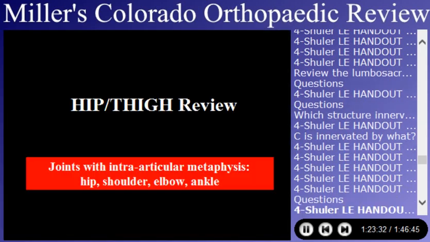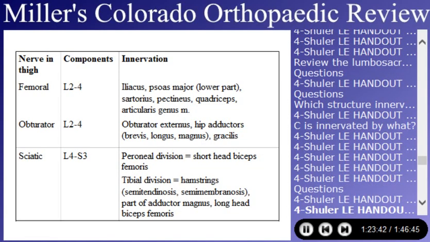Hip thigh review. Don't forget what I mentioned before in the lecture: joints with intra-articular metaphysis. One of them is the hip in the pediatric population. The nerves and what they innervate are shown here in a diagram that I put in your handout. Femoral nerve, obturator nerve, sciatic. Don't forget the peroneal division, the key testable item on that. The short head of biceps is the only structure in the thigh that is innervated by the peroneal nerve division.